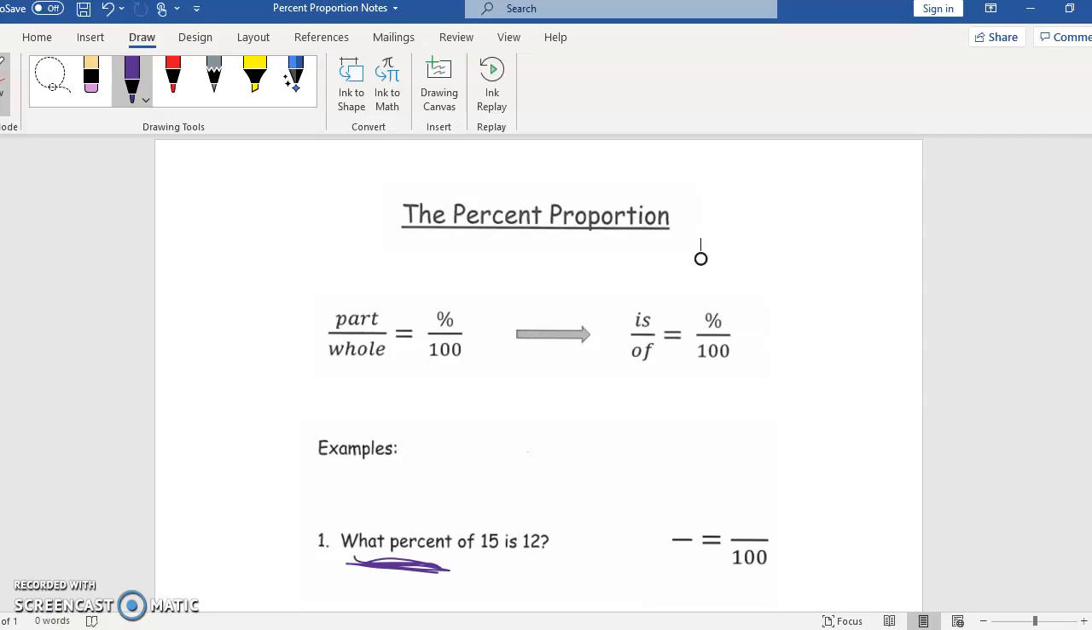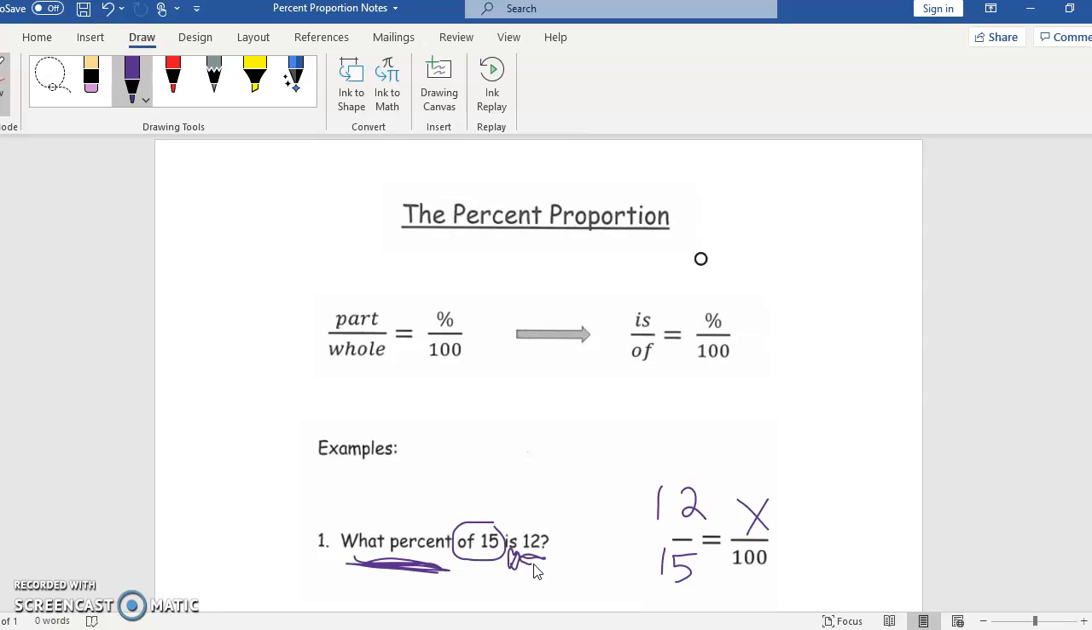So if you look up here, we don't have a percent number with the percent, so we're going to put an X above 100. And then it says of 15, so "of" is your keyword here, 15 represents your whole. So down here in the bottom, we're going to write 15. And then "is" 12. "Is" is my keyword for the part. So 12 goes on top.